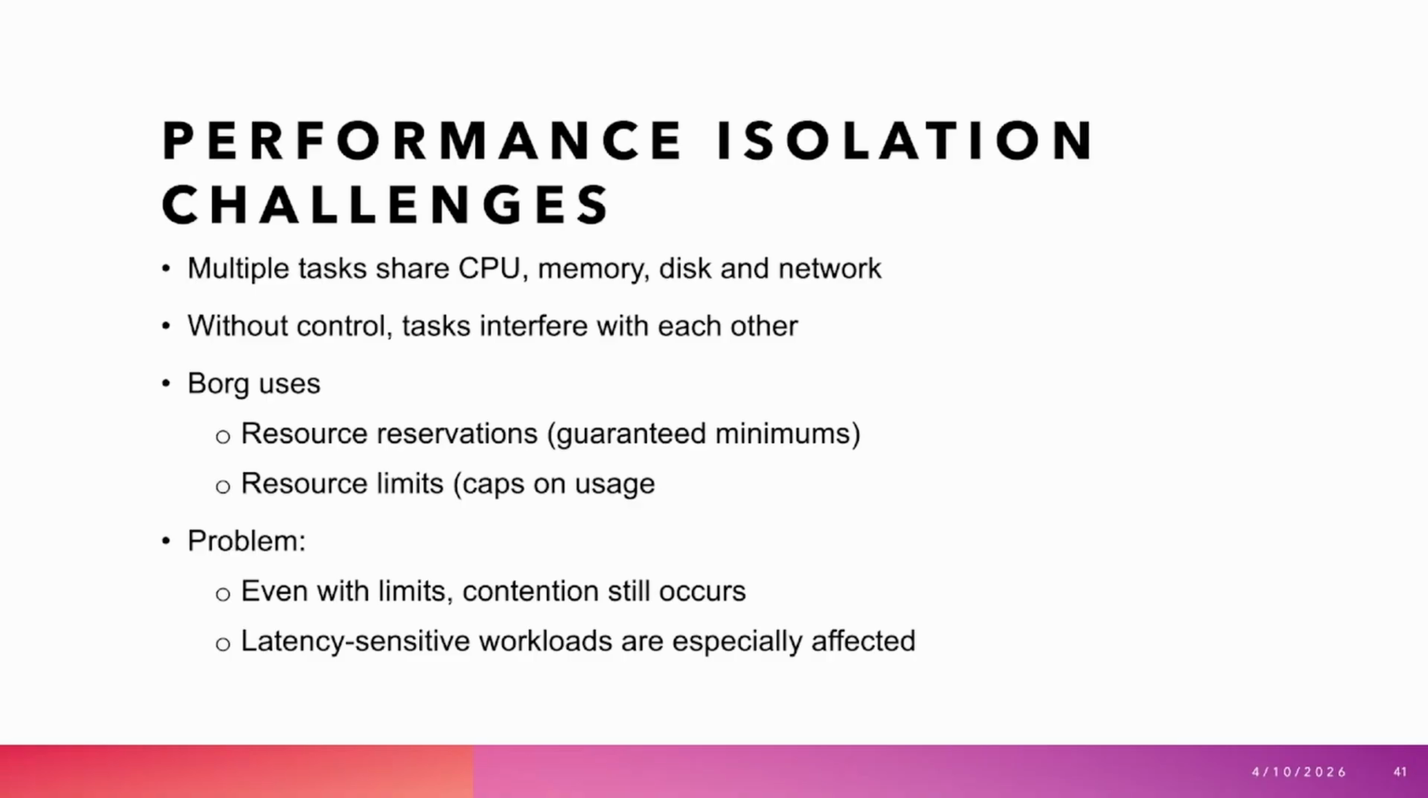However, even with reservations and limits in place, performance isolation isn't perfect. Some resources, like CPU caches, memory bandwidth, and disk I/O, are inherently shared in ways that are difficult to fully partition. As a result, tasks can still interfere with each other. What this all means is that performance isolation in a shared system is inherently imperfect. Borg mitigates the problem using reservations and limits, but it accepts that some level of resource contention is unavoidable.